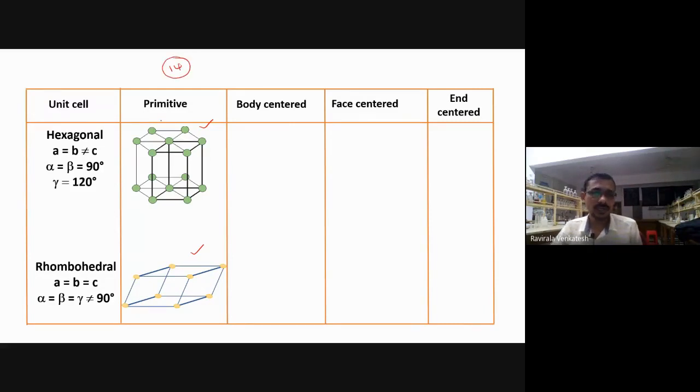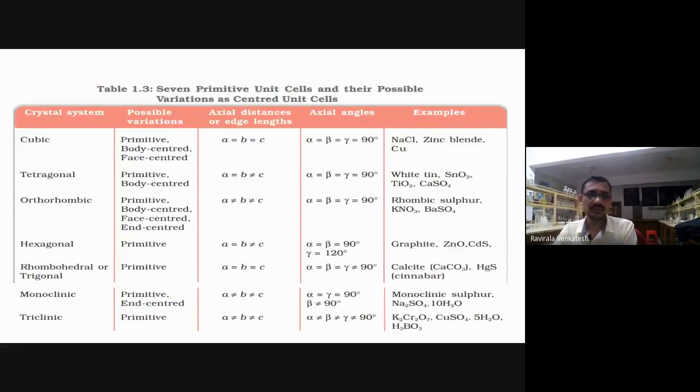In hexagonal, only primitive. That means the constituent particles will occupy only the corners here. In this way, we are getting different types here. This is the textbook we are having. In the textbook, you can find this table actually. I have derived it from the textbook only.